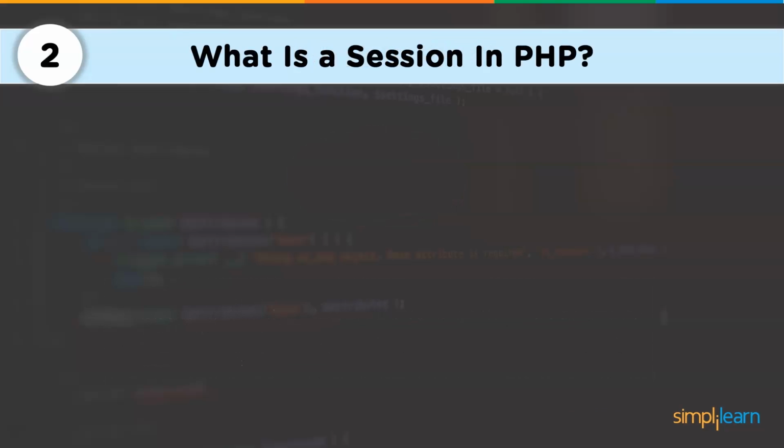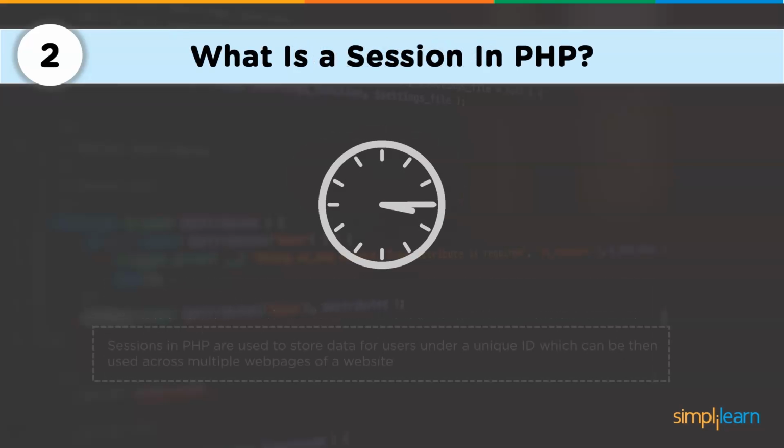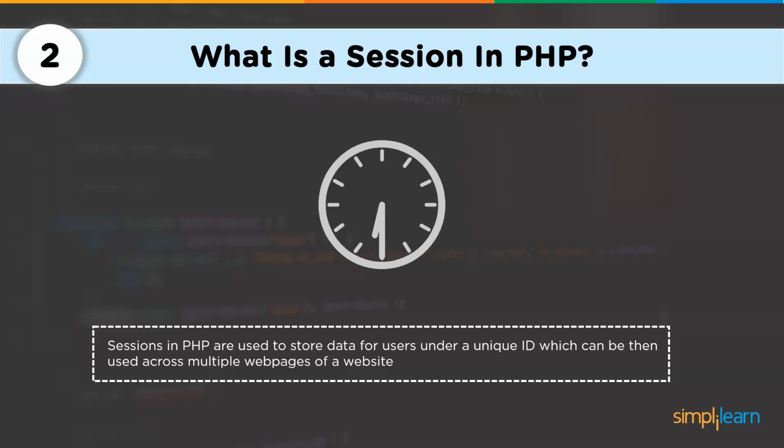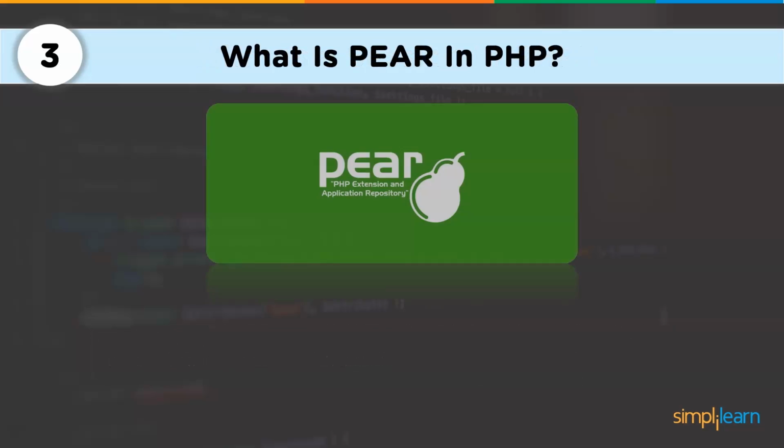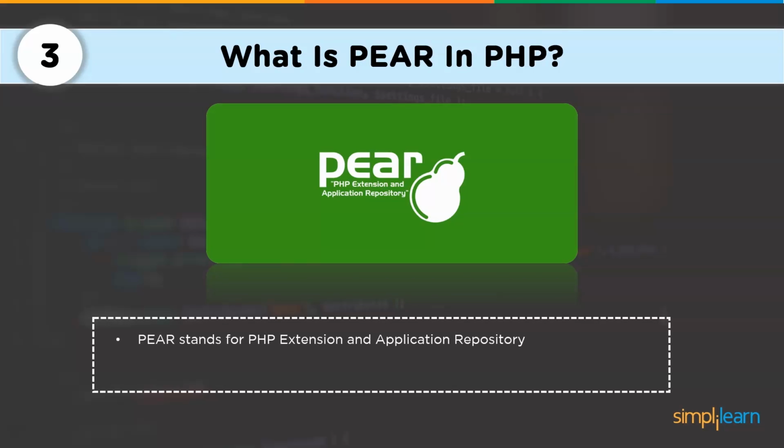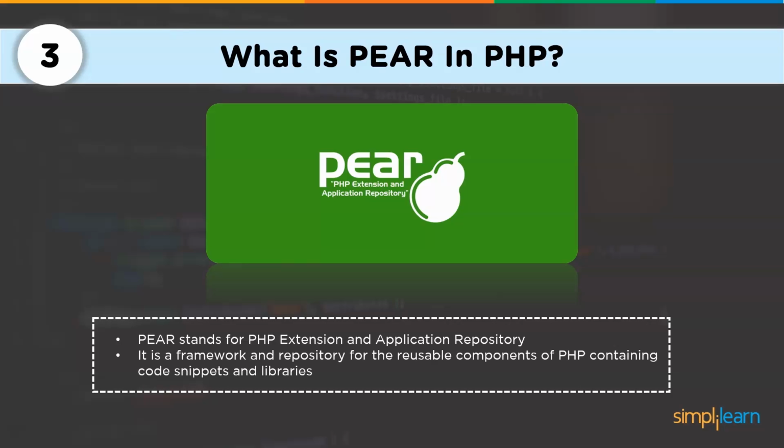Next question, what is a session in PHP? Now, sessions in PHP are used to store data for users under a unique ID, which can then be used across multiple web pages of a website. Next, what is PEAR in PHP? Now, PEAR stands for PHP Extension and Application Repository. It is a framework and repository for reusable components, focusing on reusable components of PHP containing code snippets and libraries.